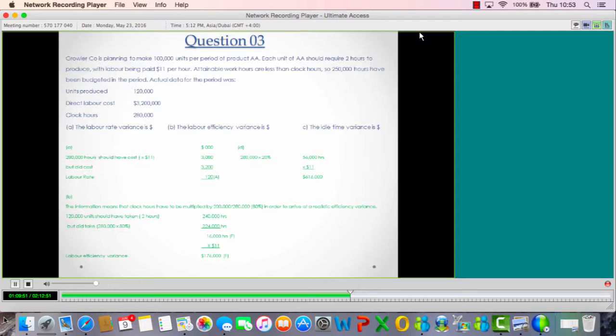So budgeted hours by clock hours. Because they are given here the clock hours. It's 280, but we don't know the idle time. They haven't given it in the actual data. Now say actual data for the period, they have given the unit cost for this.